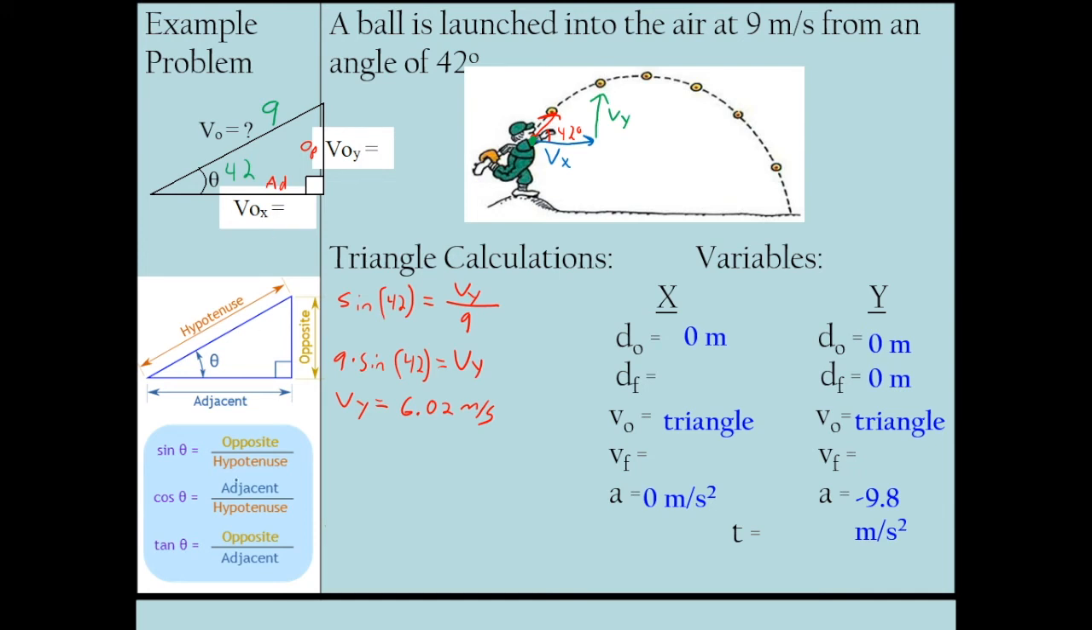Let's do something very similar for the x direction. The x is the adjacent, so I'm going to use cosine. So I have cosine of 42, because it's the same angle, is equal to Vx over the hypotenuse, which is still 9. I end up with 9 times cosine of 42 is equal to Vx, meaning that my velocity in the x direction should be equal to 6.69 meters per second.